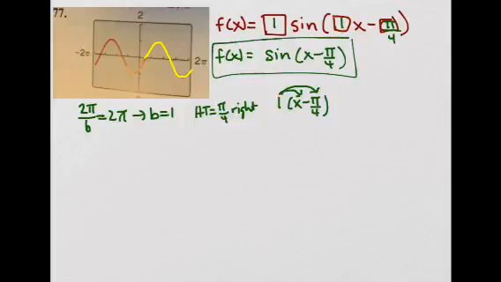Now you might ask, why did I highlight that part and not the other? Remember, we're looking for the least amount of horizontal translation, and by highlighting this part, a was positive. I could have highlighted this part, and then a would have been negative, and the translation would have been to the left.